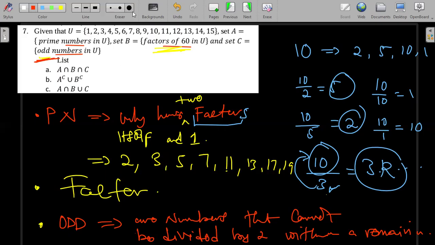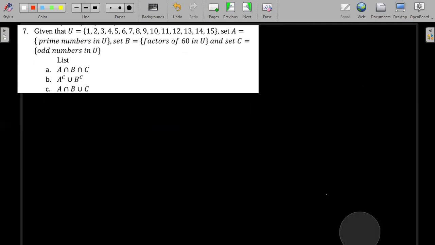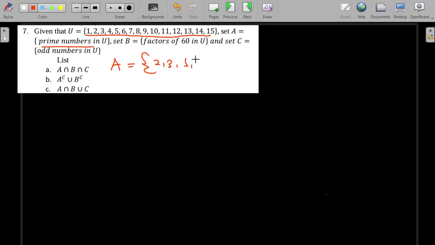Now that we know this, we can actually list set A, set B, set C, and then find whatever they're asking us to find. Let's start with set A. They said prime numbers in this set here, which is U. So let's pick prime numbers from this set. The first ones are 2, 3, 5, 7, 9 no. The next ones are 11, 13, and then that's all, because 15 and 14 are not prime numbers. So this makes up set A.